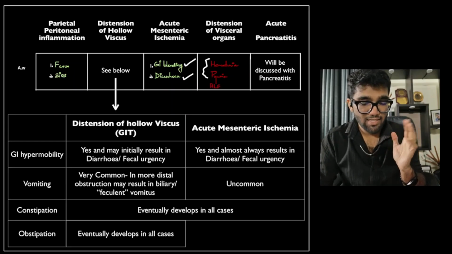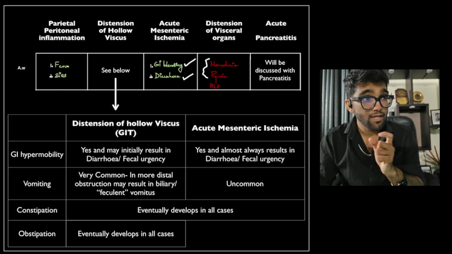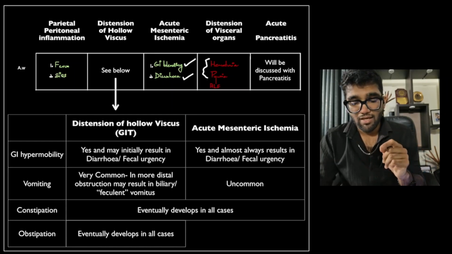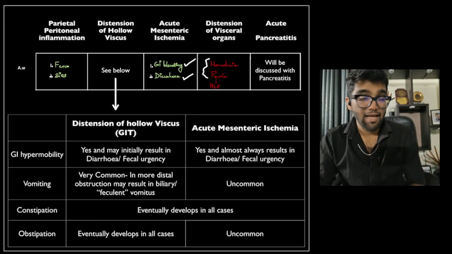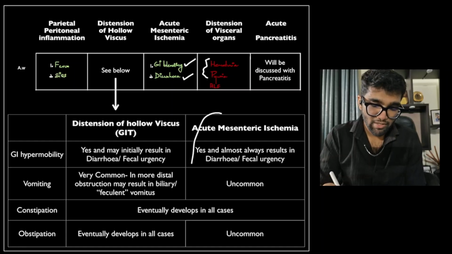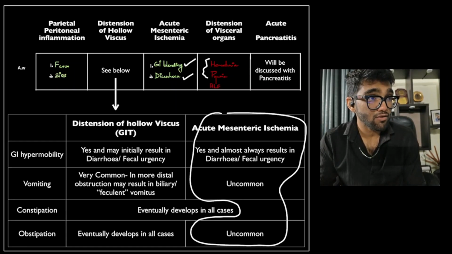Now, because there is an actual obstruction in cases of distension of GI hollow viscus, you eventually develop obstipation, as in even gas cannot pass through. So there is no passage of stools, there is no passage of gas. But that very rarely happens with acute mesenteric ischemia. At least some passage of gas is usually there even in acute mesenteric ischemia. Now, one very important thing that I discussed just before this is that the abdominal pain of the patient is often very, very severe and out of proportion to what you elicit clinically in case of acute mesenteric ischemia.